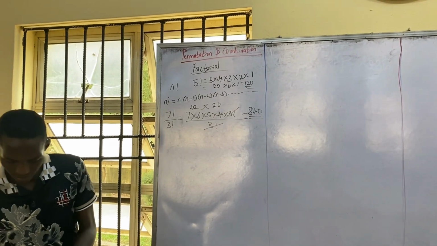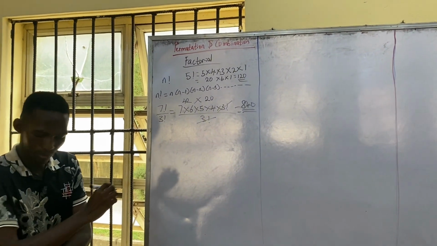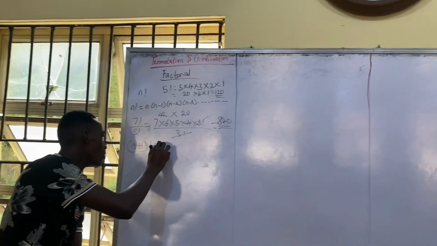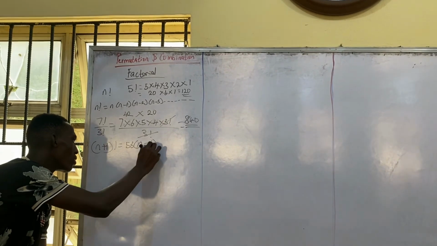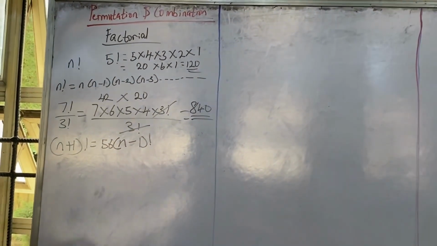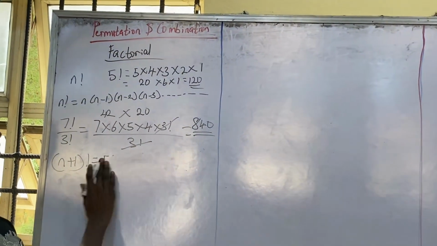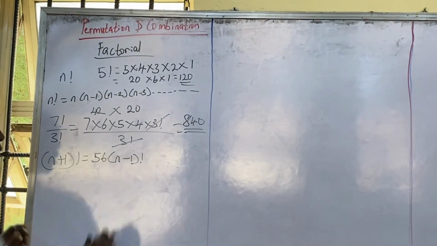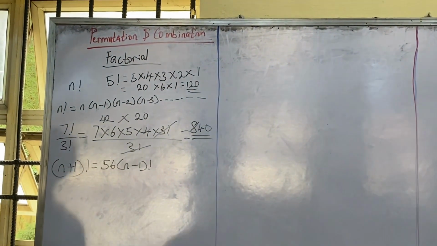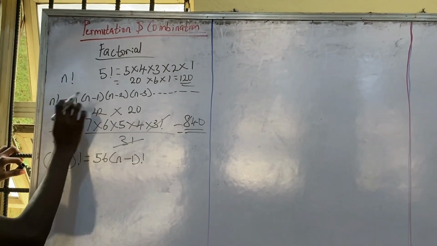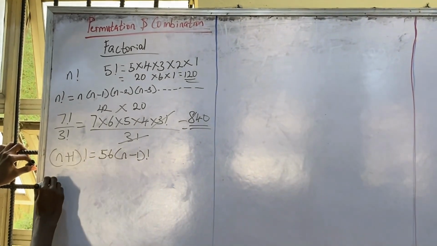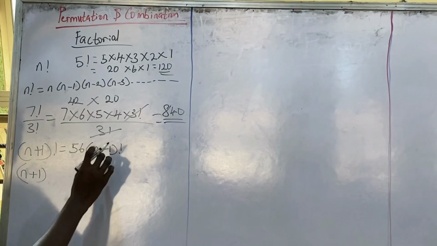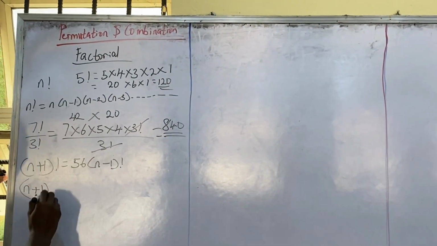Now, if you are given (n plus 1) factorial over n factorial is equal to 56 times (n minus 1) factorial. Now, let me rewrite this: 56 times (n minus 1) factorial. So how do we deal with questions like this? Remember, you have to follow this method. The n plus 1 comes first, then you will start reducing it by 1 till it gets to this point, so it can cancel out each other.